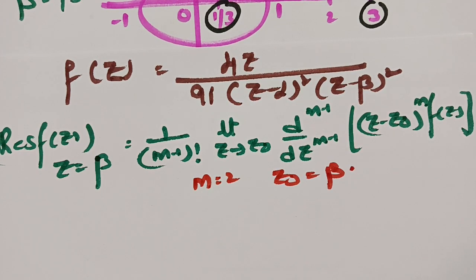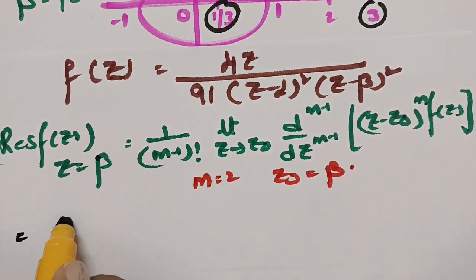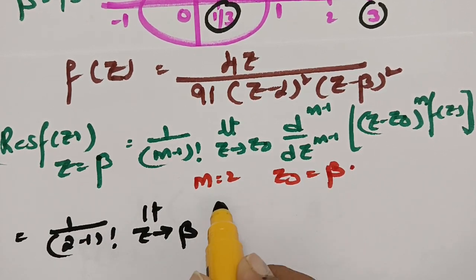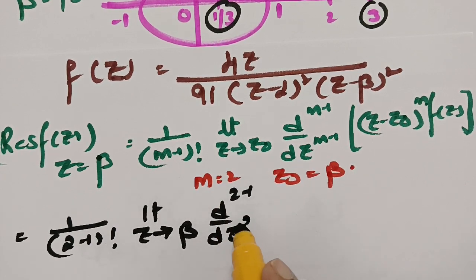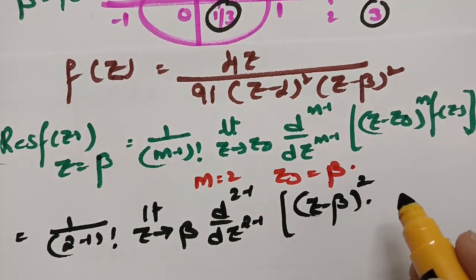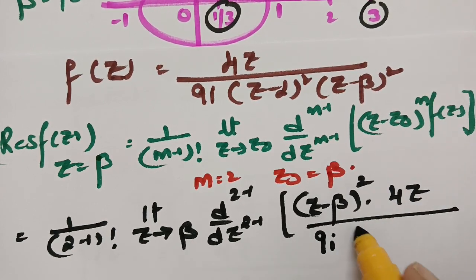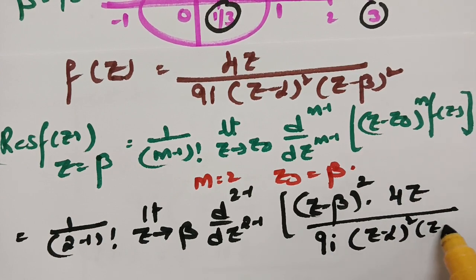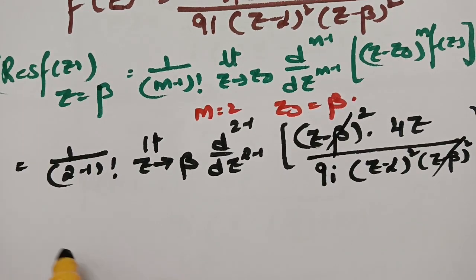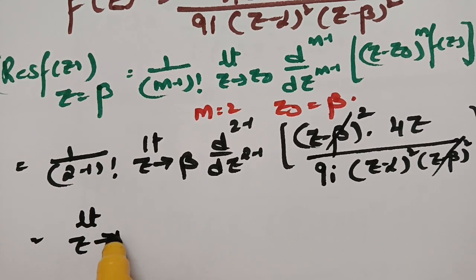So if I substitute here, the residue at z is equal to beta will be 1 by (2 minus 1) factorial into the limit z tends to beta of d by dz power 2 minus 1 of (z minus beta) square into f of z. So what is f of z here? This value is 4z by 9i into (z minus alpha) square into (z minus beta) square. If I cancel these two, 2 minus 1 factorial is again 1. So 1 into anything is that thing. Therefore, limit z tends to beta.